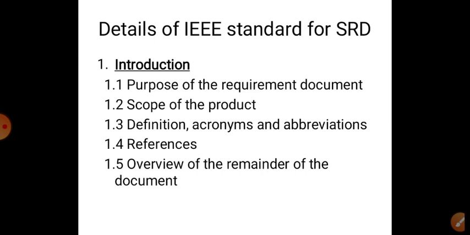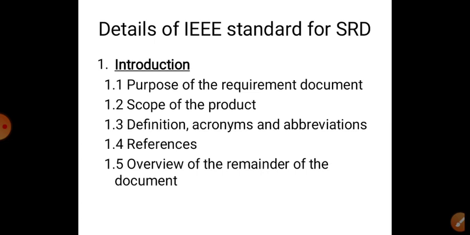In the introduction title, we study the purpose of the requirement document. So this tells about the purpose for which the requirement document is prepared. Point number 2, scope of the product. This speaks about what are the limits, or what all is included in the software.